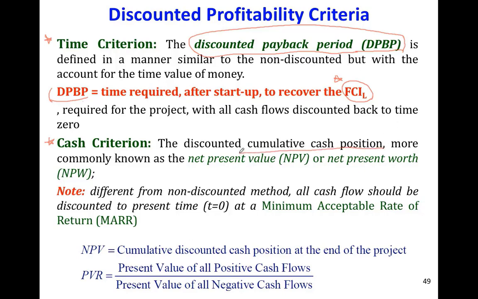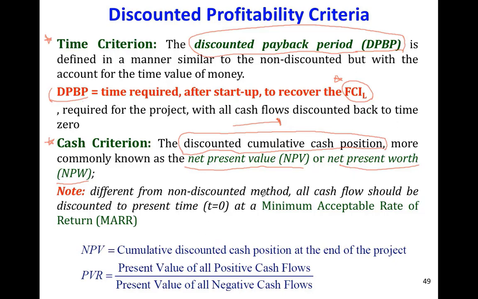the cumulative cash position, how much discounted cash we have. Let's say up to today, how much cash I have in total. Cumulative means considering all negative and positive. There are two indicators for this criteria. One of them is net present value, they call it NPV, or net present worth, they call it NPW. So there are two indicators for this that we use.